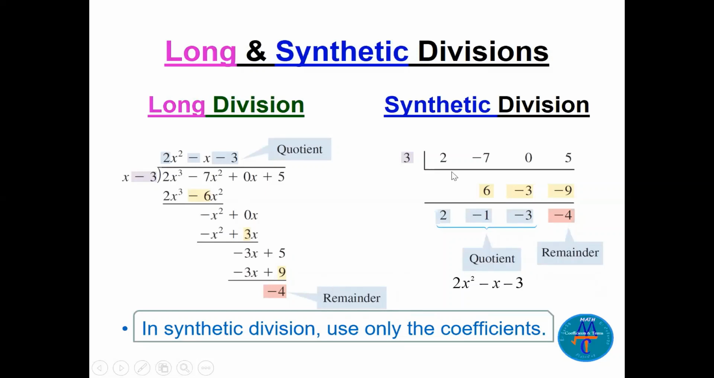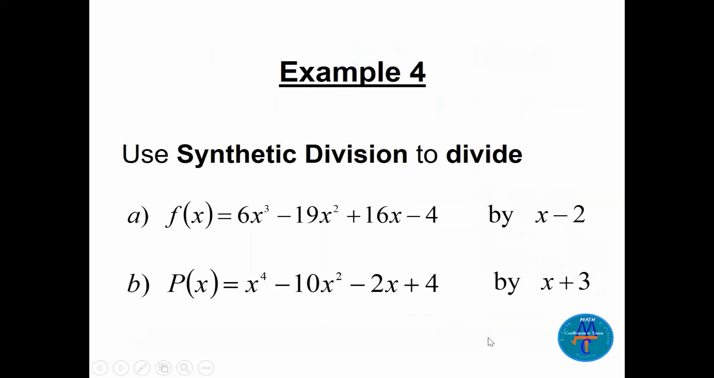This is long. We can say this is a little shorter. We call it synthetic division. In synthetic division, we only use coefficients. Let's take 2 more examples.